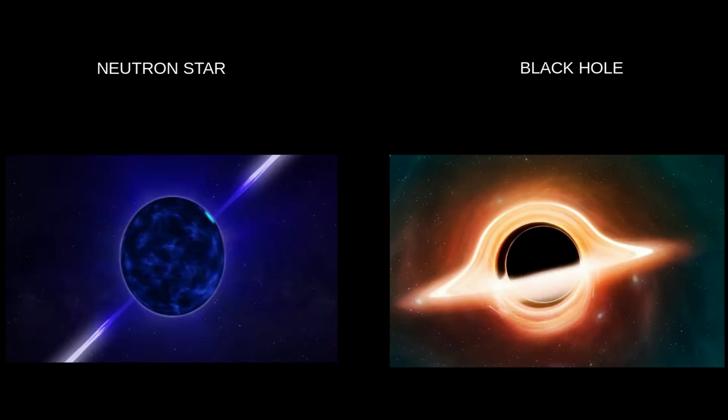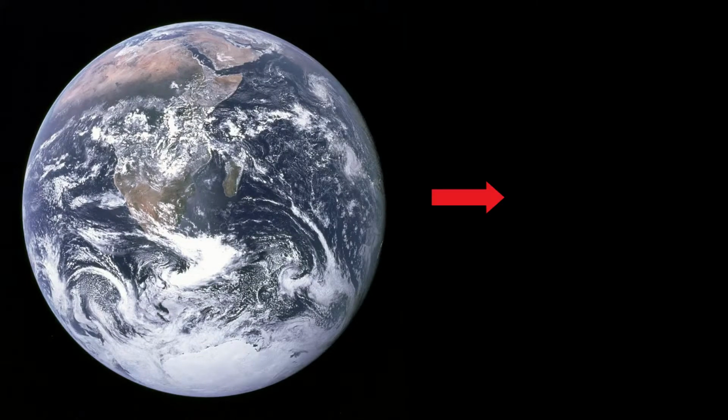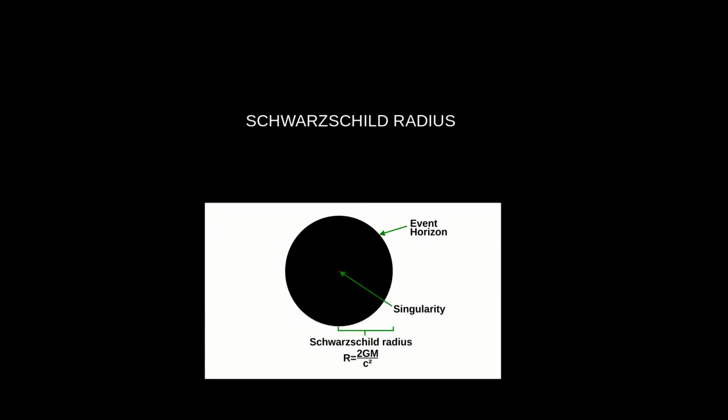They are the ultimate densest objects in our universe. If we could crush the Earth into the size of a peanut, keeping the mass the same, then it would become a black hole. This is known as the Schwarzschild radius and is given by this equation. Anything can be transformed into a black hole using the Schwarzschild radius.